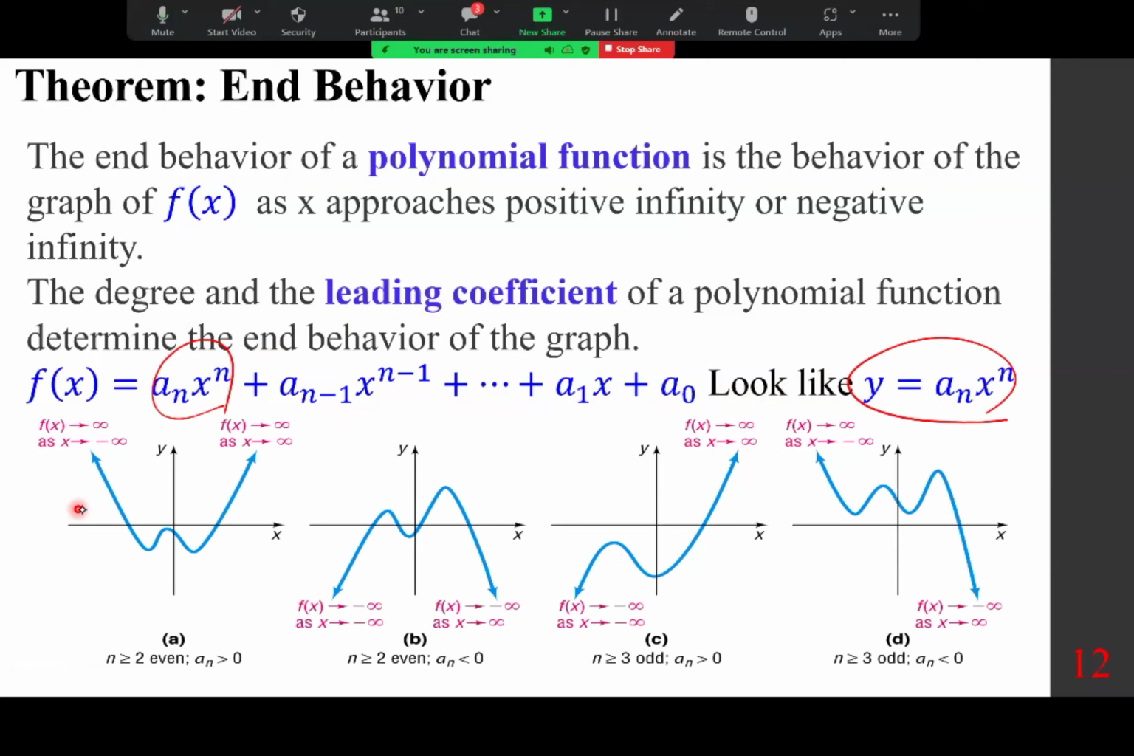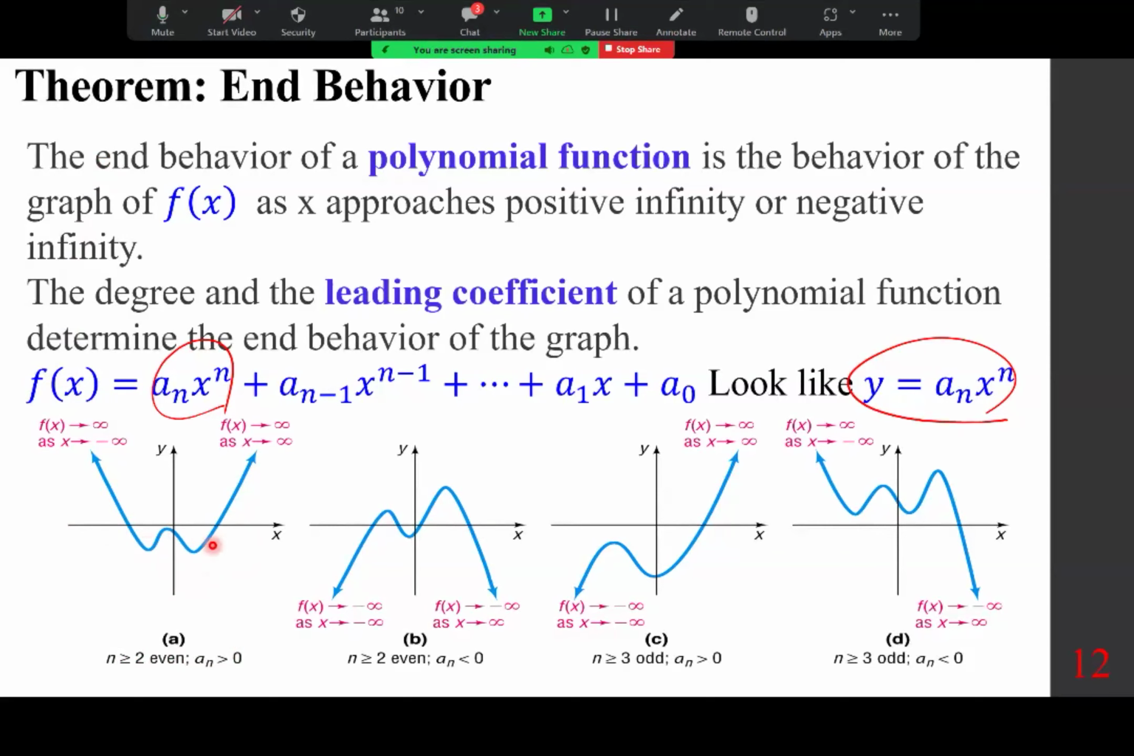So for example, in this case, I hope you see that as x goes to infinity, f of x goes to infinity also, meaning as x gets larger, y gets larger. This one, as x goes to negative infinity, then y is still going up. That is because the leading term has an exponent which is even. So n is larger than or equal to 2, and it's even. And how do we know it's larger than or equal to 2? Because it has 1, 2, 3 terms. So it must be 4 or larger.